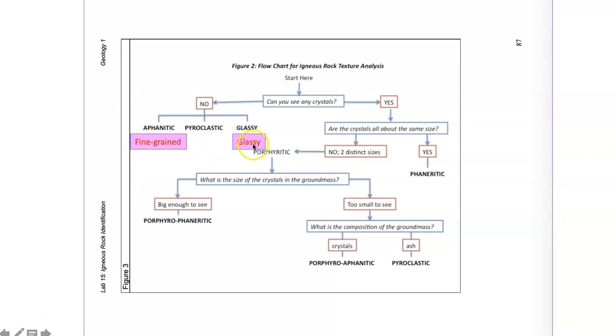So that's pretty straightforward. If you do see crystals, then you ask yourself, are the crystals all about the same size? If they are, then you have a coarse-grained rock. If they're not, then you have a porphyritic rock. And then you ask, what's the size of the crystals in the groundmass? In other words, is this a fine-grained rock that has a porphyritic texture or a coarse-grained rock that has a porphyritic texture? And so we went through this before and we talked about how we can just say it's a porphyritic coarse-grained rock or a porphyritic fine-grained rock, and we're not going to use pyroclastic. So that's what you'd want to look at for those questions in the pre-lab activity.